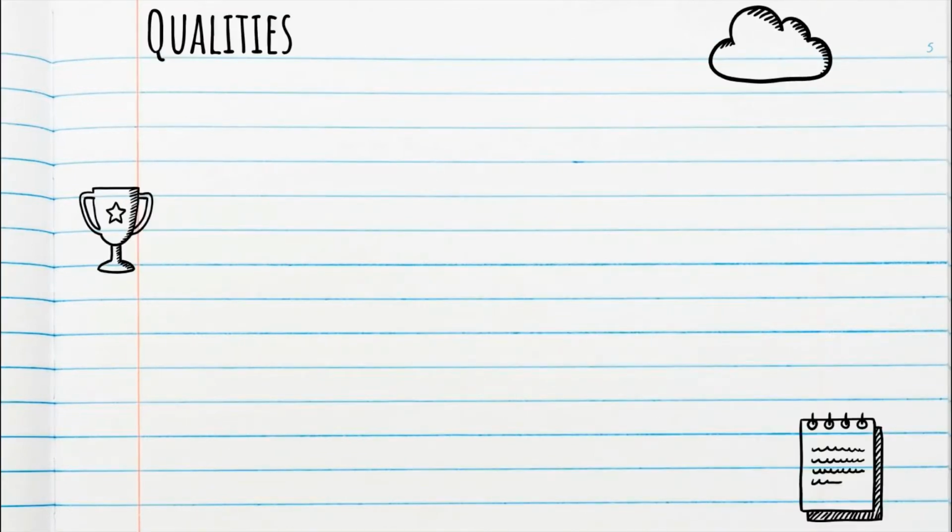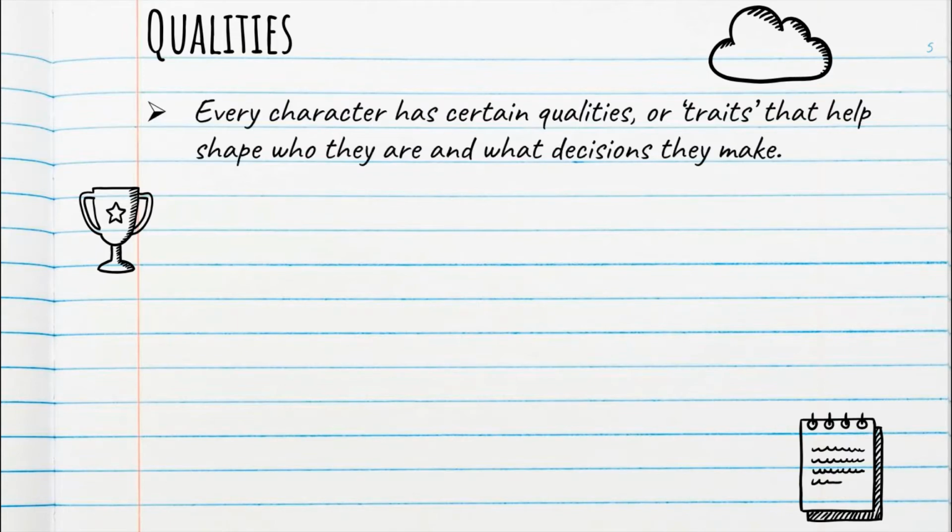So beyond motivations, every character also has certain qualities. They are what we call traits, and they help shape who the character is and what decisions they will make. Depending on what kind of person a character is, they will react differently to a given situation. One character might react one way, whereas another character will react another way.